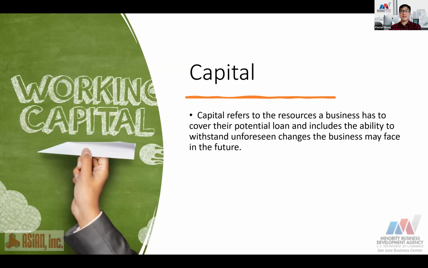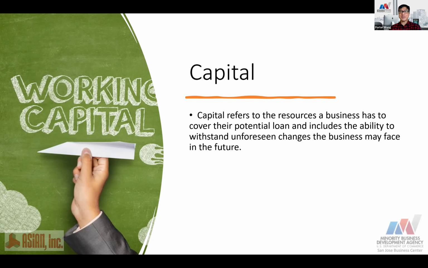And then capital. It's basically for in case something unexpected happens, can you or your business cover it? Whether you or your business can cover the loan payment.